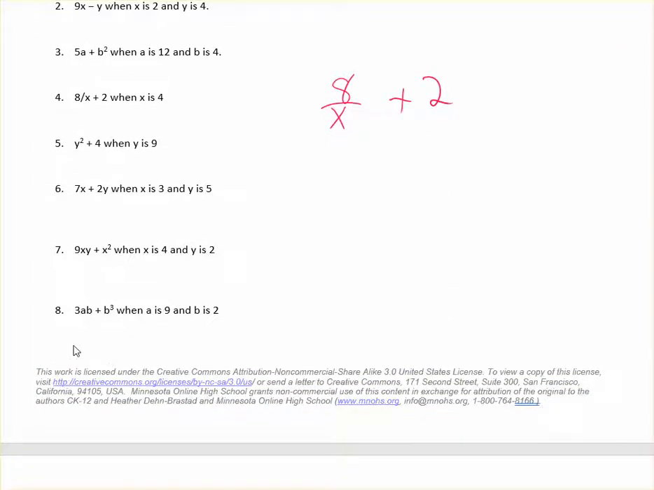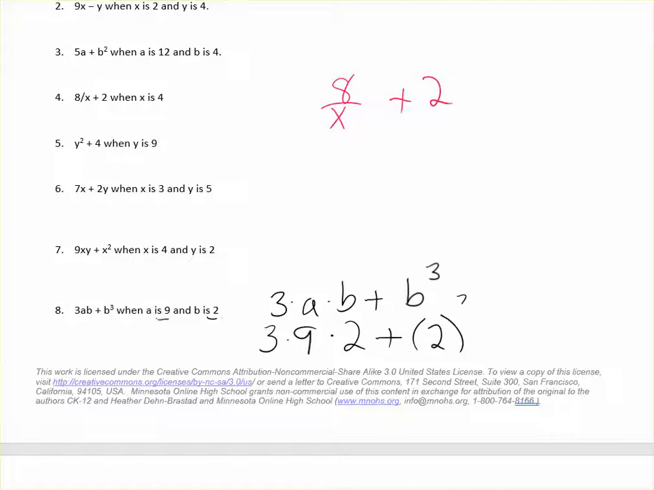Let's look at number 8. It says 3ab. Now 3ab means 3 times a times b, and then it's plus b to the third power. They tell us to use 9 for a and 2 for b. So we replace a with 9, we replace b with 2, and when we come to the b to the third power, that's also 2, and 2 to the third. Now the next step we're supposed to do is the exponents. There's no parentheses to do. I put parentheses around the 2, but I wouldn't have had to. I was just making sure that I didn't forget any parts of it.